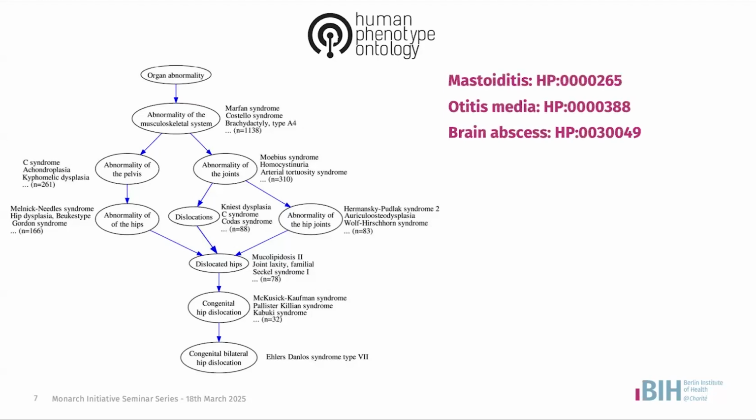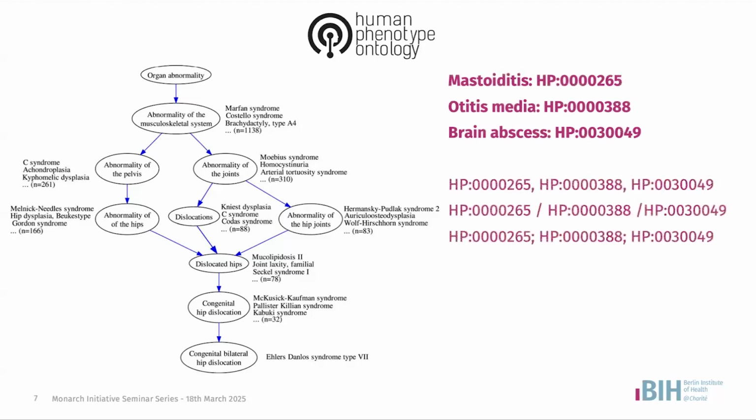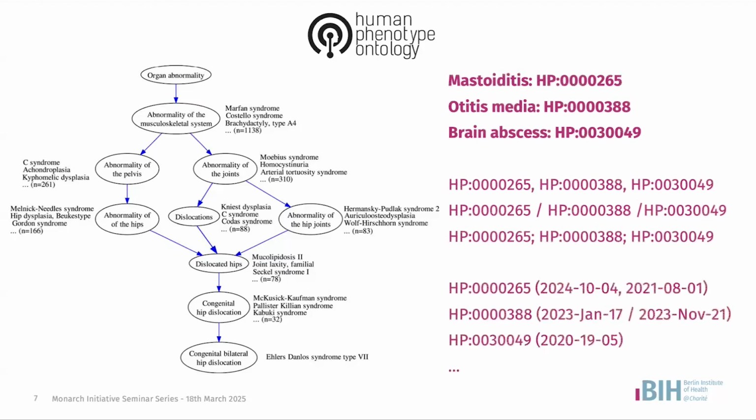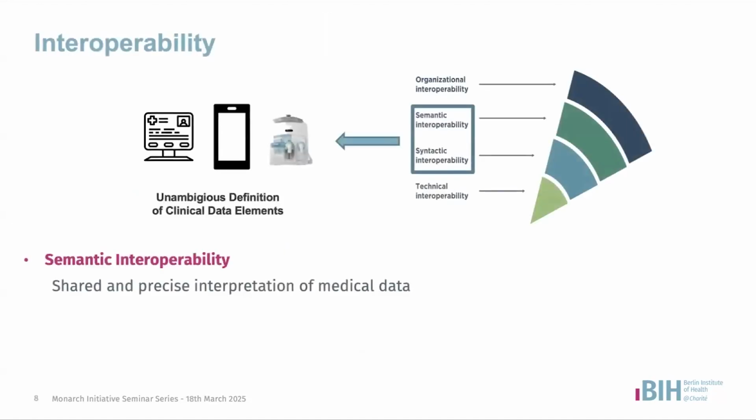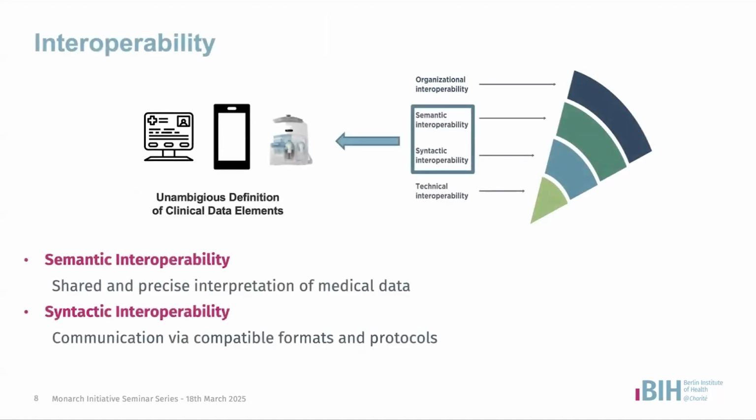Imagine we have these HPO codes for three symptoms. How do we organize and arrange them? We could separate them with commas and slashes and so on. But what happens if we even add dates to them? When were they observed, and so on? And this is why we need syntactic interoperability. Semantic is very, very important, but it's not entirely enough.